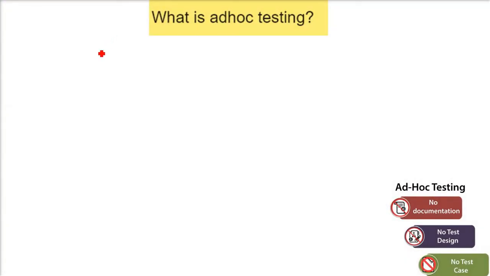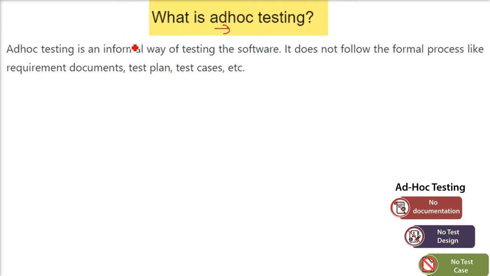What is ad hoc testing? Ad hoc means, for example, in your college, there are certain professors who are permanent, and there are some who are called in on an agreement or contractual basis. They are ad hoc, so you can relate to that. Ad hoc testing is an informal way of testing, which means it has no formal way.